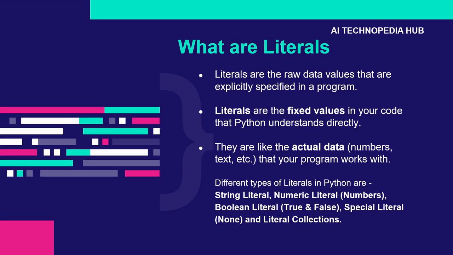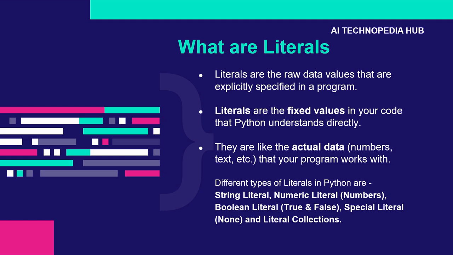Next, let's talk about something very simple but super important, that is literals in Python. Literals are the raw data values that are written directly into your program. They are the actual fixed values that Python immediately understands. Think of literals as the real data, like numbers, text, or even true and false, that your code uses and manipulates.